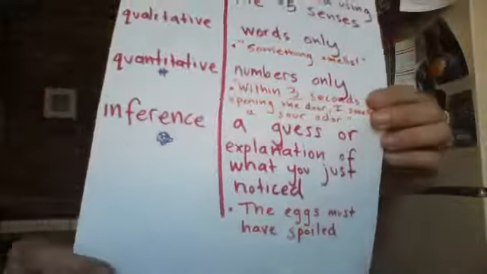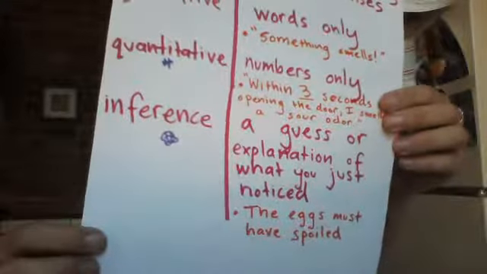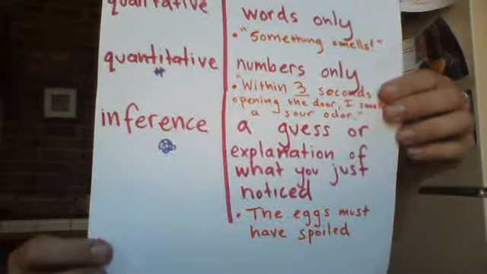I think it's the eggs. To me, I think the eggs have spoiled. I don't know that for sure. It's just a guess. I'm trying to explain what I smelled. So that's my inference. That's our last part of our vocab word. An example of an inference is the eggs must have spoiled. That's my guess.